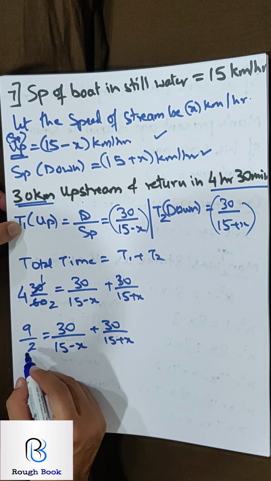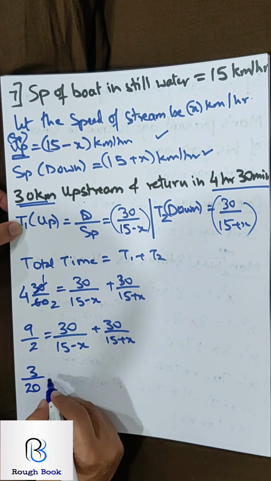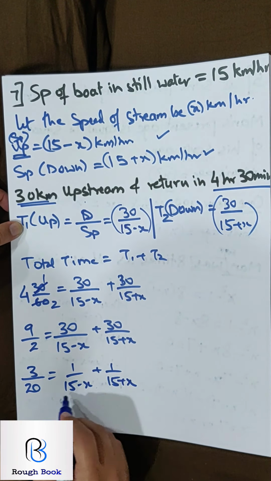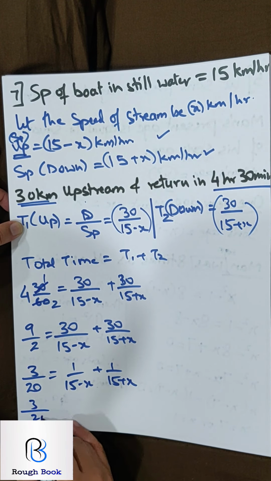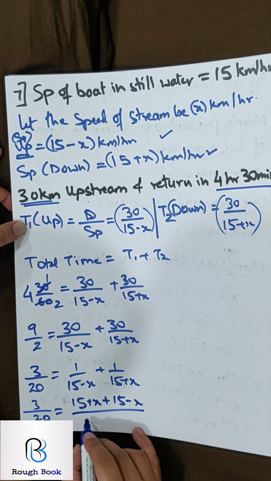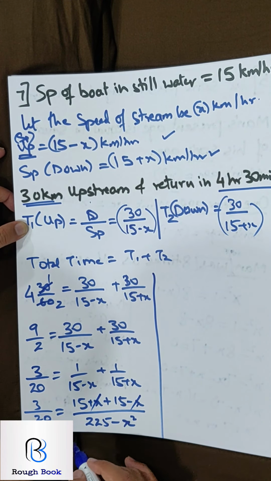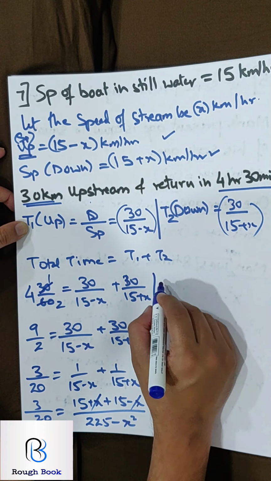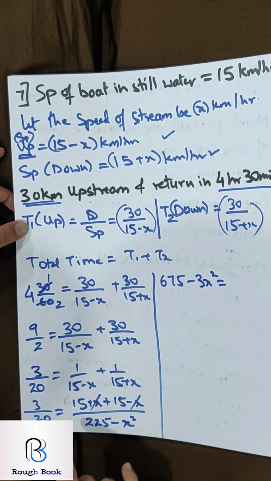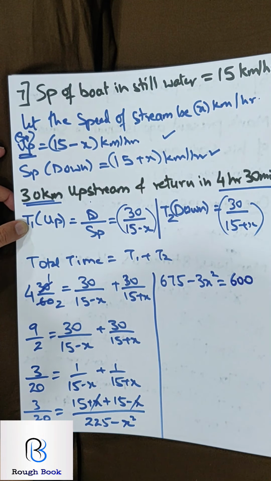So dividing by 30. When I divide each term by 30, 3 3s are 3 10s are. So I'll get 3 upon 20, 1 by 15 minus x, 1 by 15 plus x. LCM. So here I'm keeping 3 by 20 as it is. 15 plus x, 15 minus x, a square minus b square. Followed? Further, this gets cancelled. This goes on the other side. So 3 into 2, 25, 675, 3 into x square, 3x square equals 20, 15 plus 15, 30, 30 into 20 will give you 600, correct?